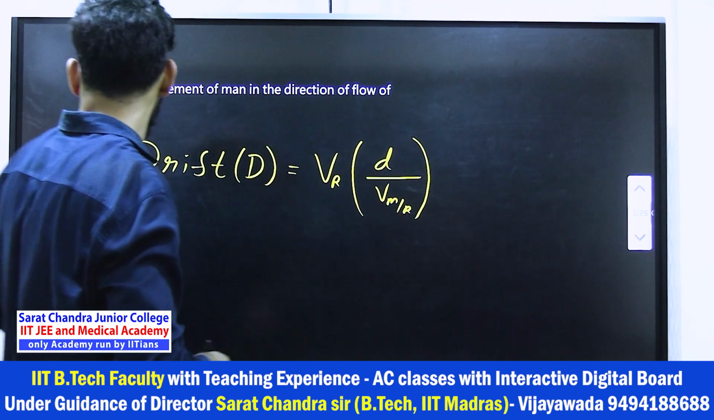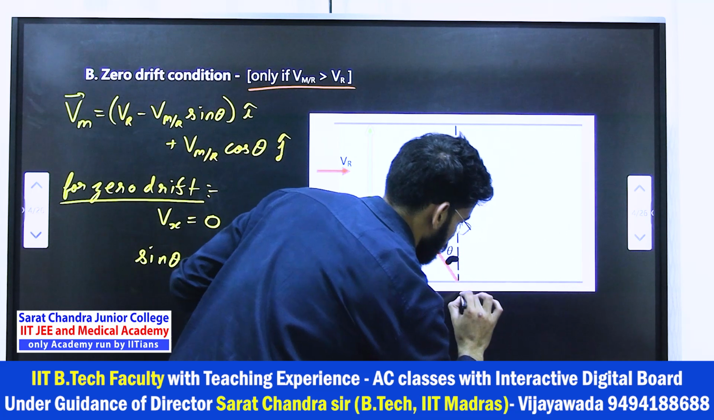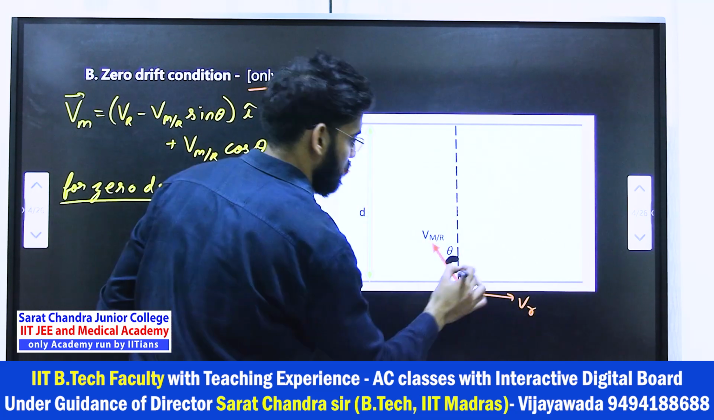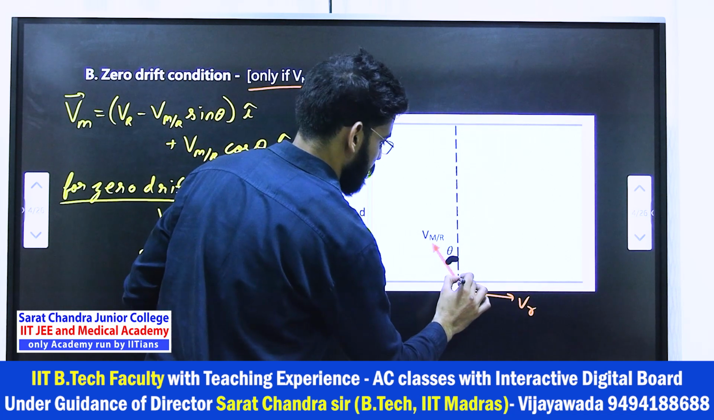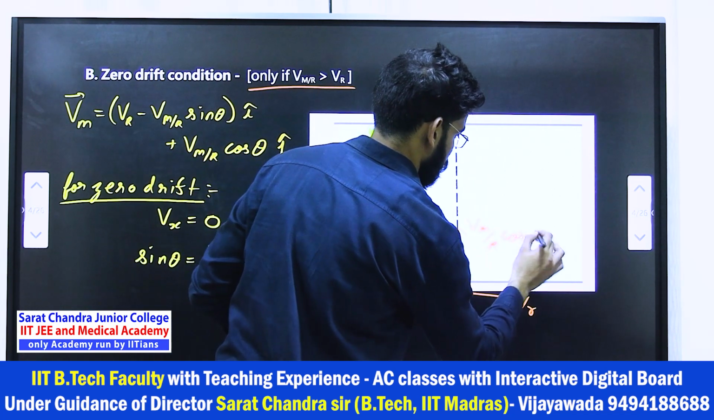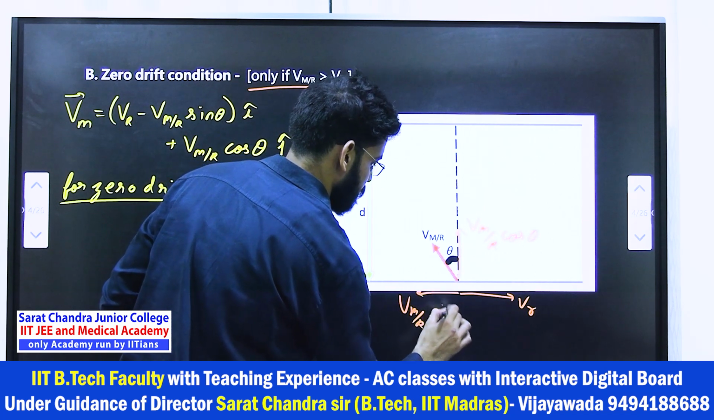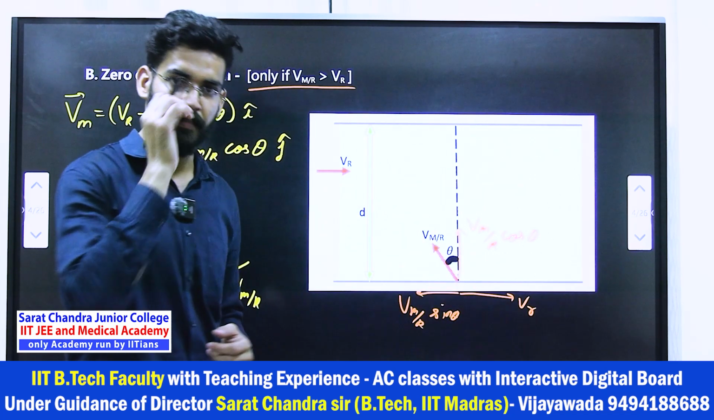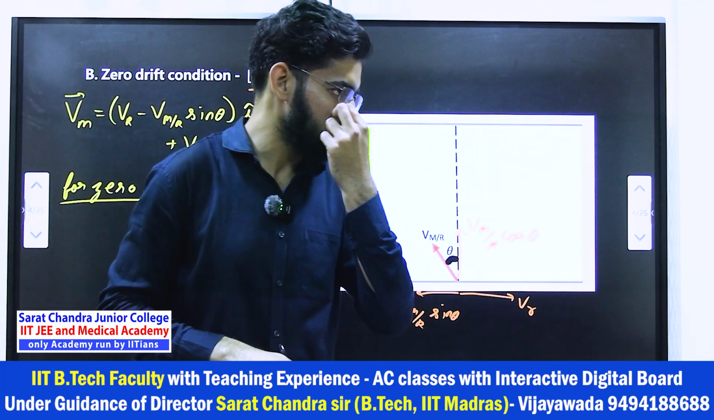So what can I do? I have one thing, that here VR is coming. If I'm jumping this side, I will explain why I'm jumping this side, at angle theta, then this will be Vm/R cos theta, and this side will be Vm/R sin theta. Basically, what is Vm/R, that you understand.